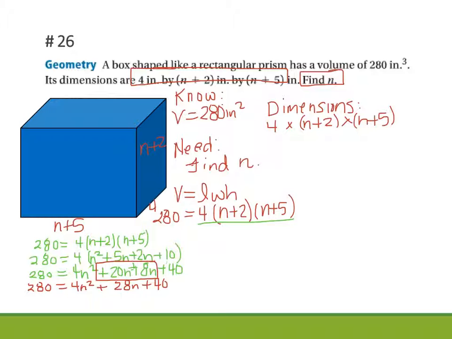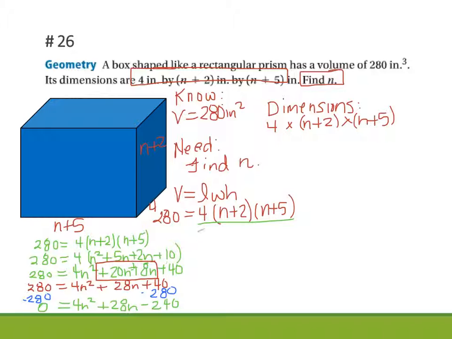And in order to write this in standard form, I need to subtract 280 from both sides of the equation. By doing that, I'm going to place a 0 on the left-hand side of the equation. And then on the right-hand side, I will have 4n squared plus 28n minus 240. Now the quadratic equation is in standard form, and I'm able to solve it.